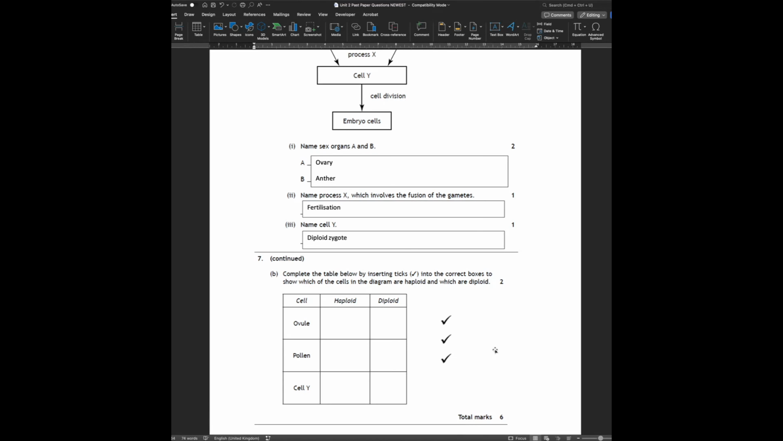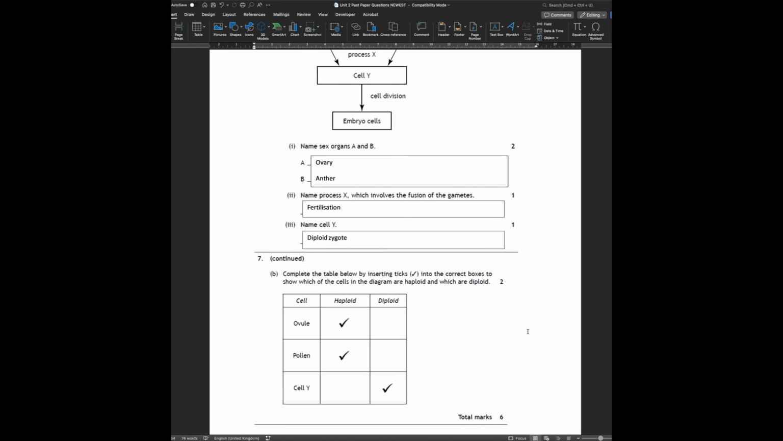So let's have a go at answering this question then. We've got the ovule first of all. Now, the ovule is the gamete, and we know that because we keep saying it in our head that gametes are haploid. So if we always say haploid gamete, it means when we're asked to identify which a gamete is, we'll always remember haploid. Pollen, also a gamete, so also haploid, and again, we would tick that box there. And then lastly, cell Y. We've identified cell Y as being the diploid zygote, and because we did that, we already have the answer to this question. We've made our life easier.